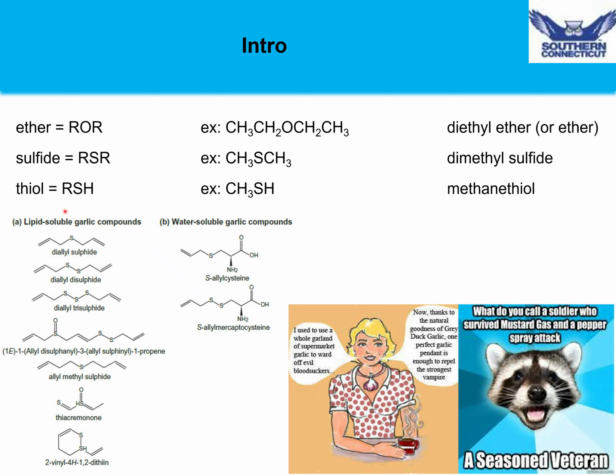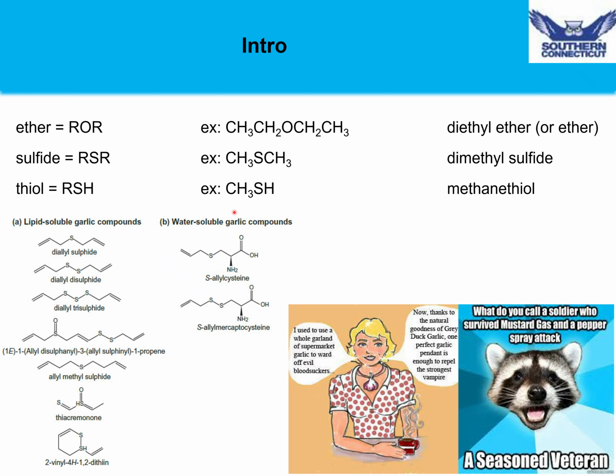Thiols are similar to alcohols, except oxygen is replaced by a sulfur. It is typically an SH group bound to a carbon chain. A simple example is methane thiol.